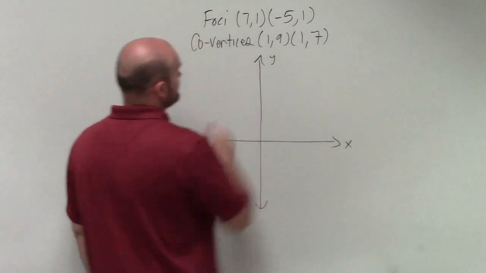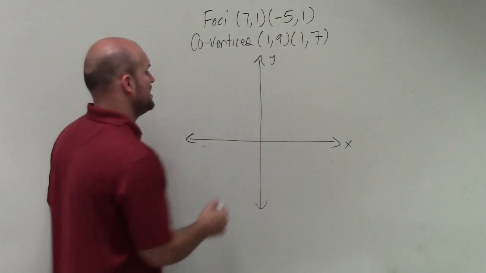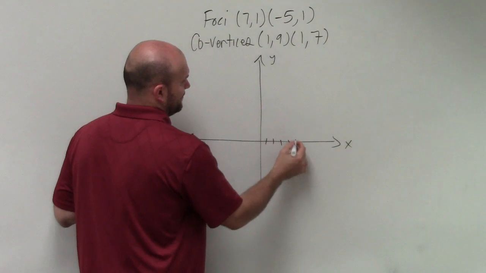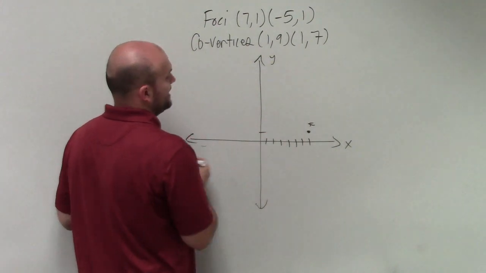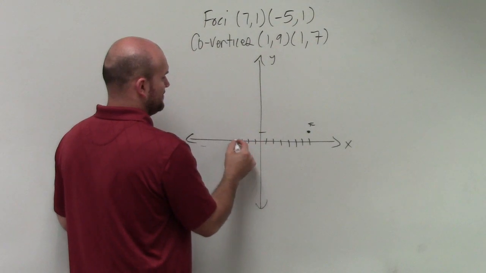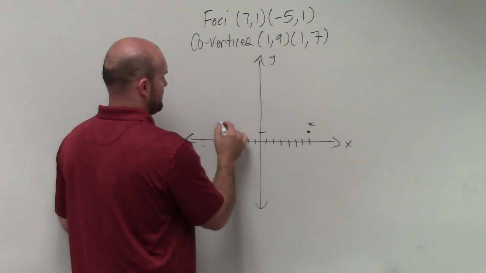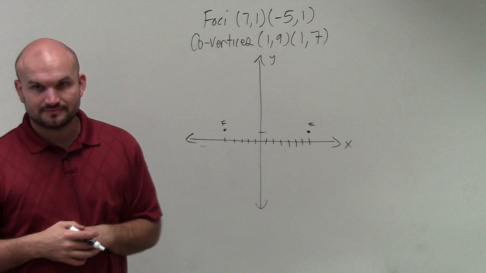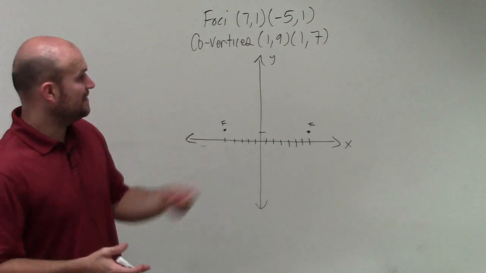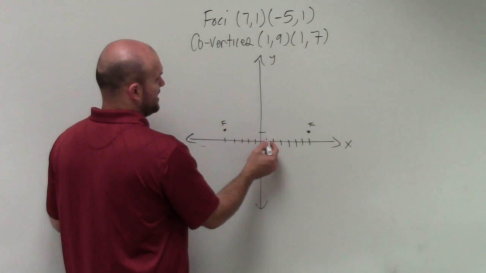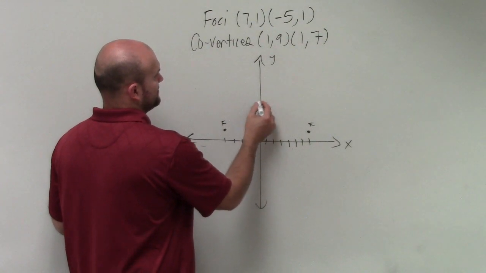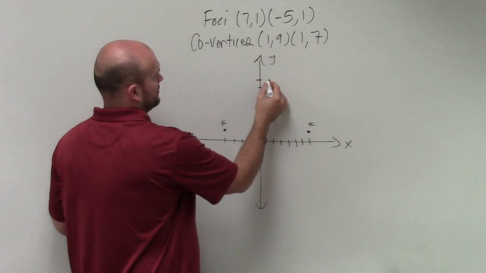Plotting information. So our foci is at 7, 1. So 1, 2, 3, 4, 5, 6, 7, up 1. And at -5, 1. 1, 2, 3, 4, 5, positive 1. Does everybody see that? Yes. And then we need to identify the co-vertices. Is that over 1, up 9? 1, 2, 3, 4, 5, 6, 7, 8, 9.